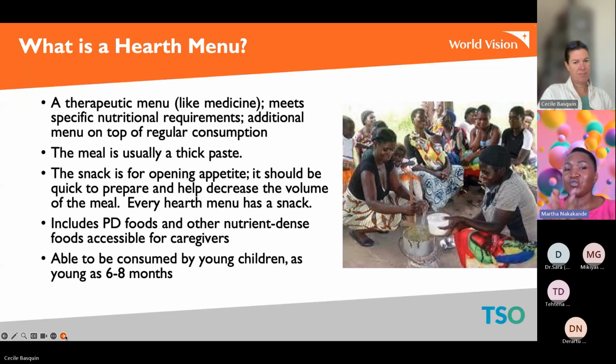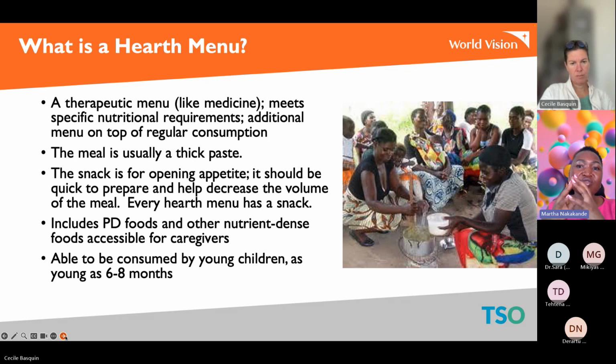It meets the specific nutrition requirements, and it is actually an additional menu to top up the regular food consumption. So we are not saying that the children will only eat this meal that they eat during the hearth session. No, we are saying that they have their meals at home, but they also come and have something during the hearth session. And that small meal that they have on that day is really what tops up the nutrient and the energy requirements that they need for them to actually get treated.